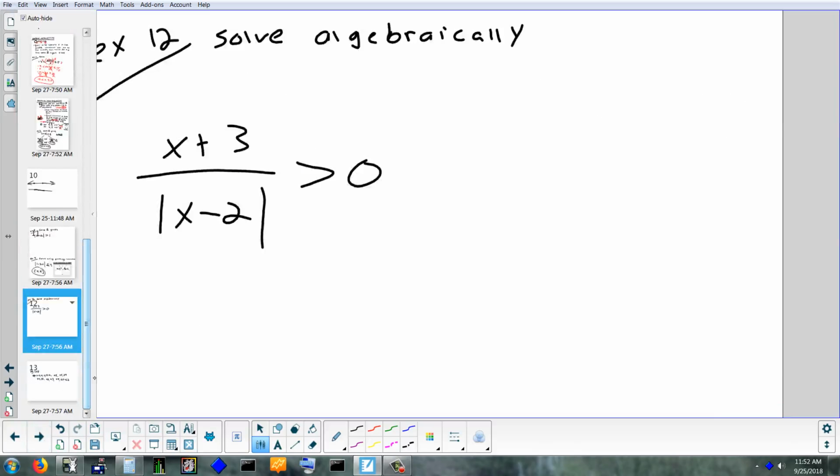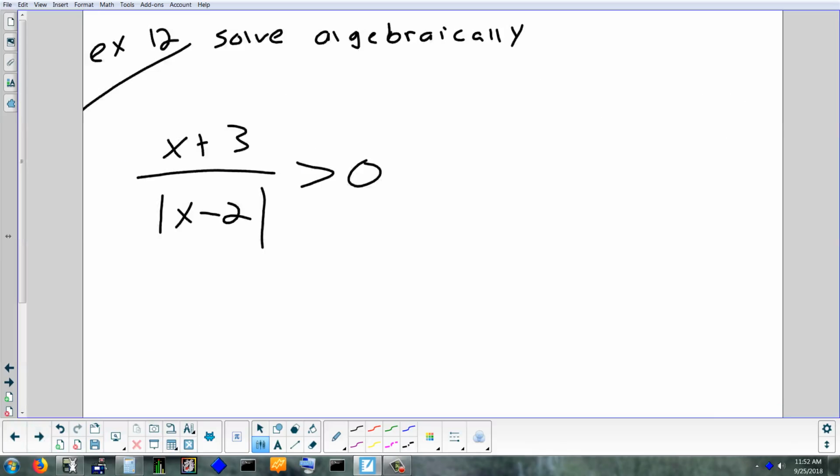I think, yep, it's the last one. All right, so directions here say to solve algebraically. Okay. So we're looking for where this fraction is greater than 0.